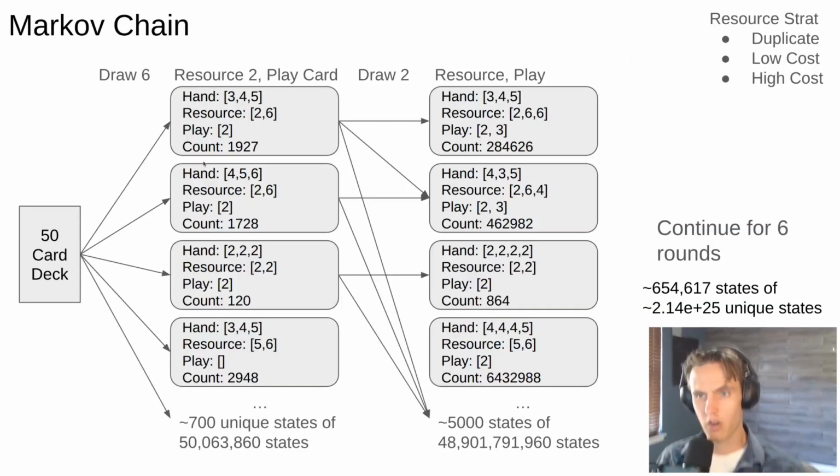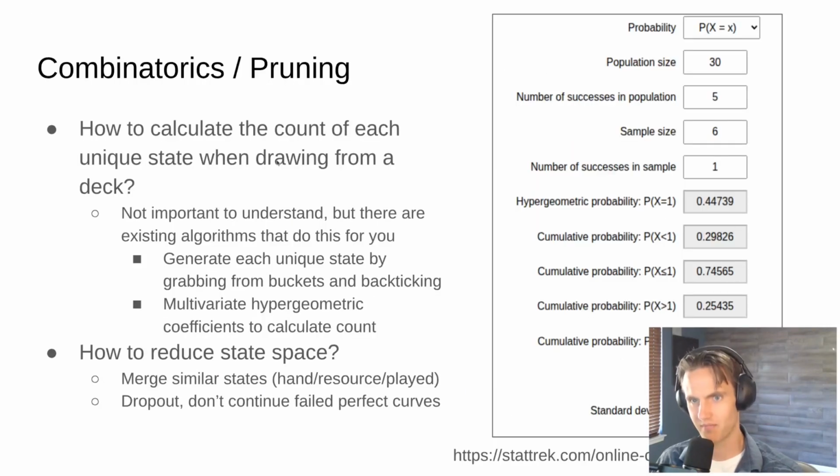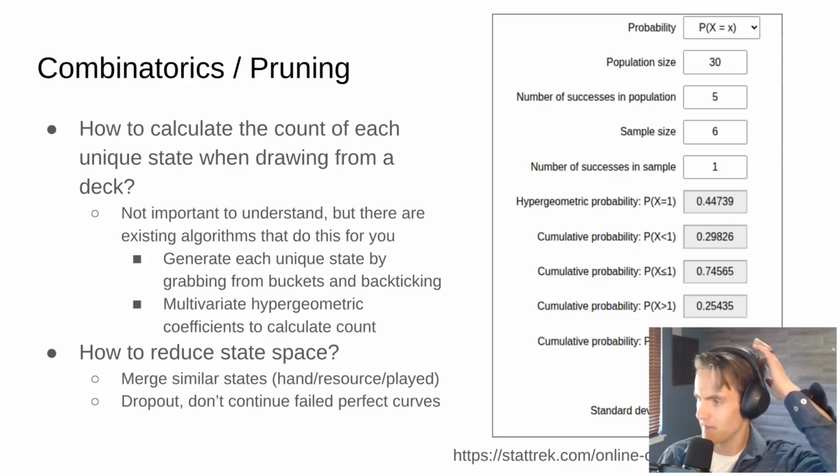The only hard, mathy part of this was actually calculating, given a deck that you draw 6 cards, how do you calculate all the unique states, and how do you calculate the number of states in a unique state? So if you've been playing Star Wars or trading card games for a while, you've probably heard of something called a hypergeometric calculator or hypergeometric coefficients. That is basically what I used.